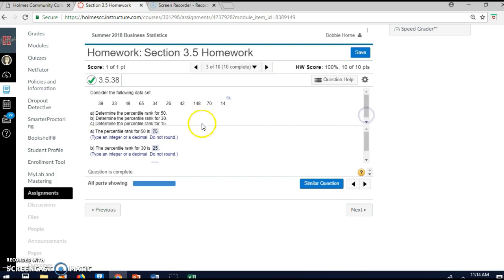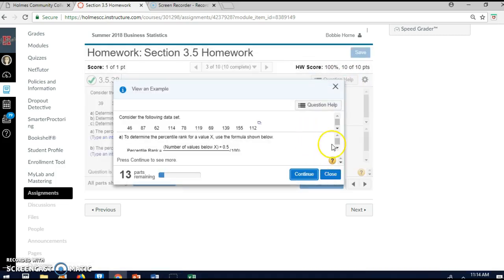Okay, now for the percentile rank, if you click on View an Example, you take the number of values below the number you're looking at, so count however many numbers are below it, and you add 0.5 to that, and then you divide by the total number of values, and then you can times it by 100 or move the decimal 2 places to the right.